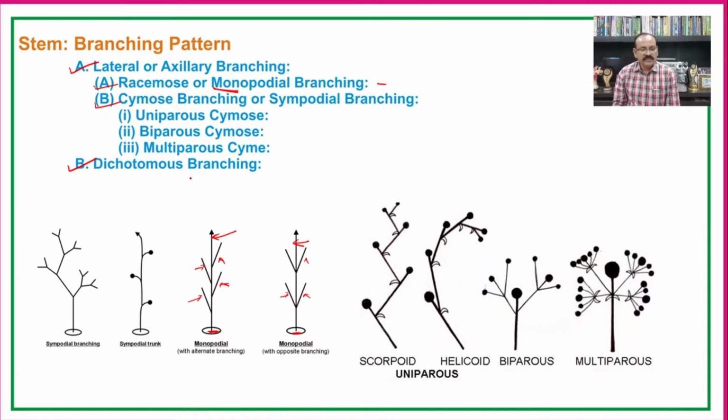If instead of there being a single leaf at each node, there is a whorl of leaves, the branches at each node will also be whorled, as in the Alstonia plant. Such a type of branching pattern is considered racemose branching. But if you compare this racemose branching to cymose branching, you will find that here the apical bud is not there.